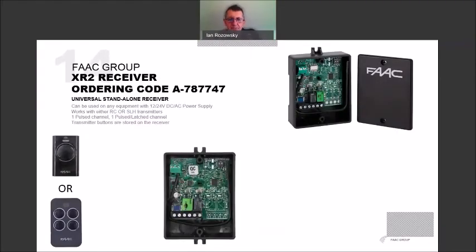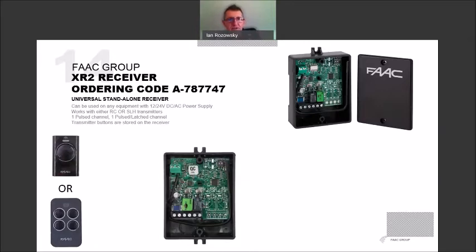Okay, the third type of receiver is the XR2 receiver, which is also known as the universal standalone receiver. This is typically used on third-party equipment. So let's say you have a FAAC sliding gate motor. The customer wants to use the same remote controls for the gate motor to also operate their garage doors. They can fit one of these receivers to the garage door system.